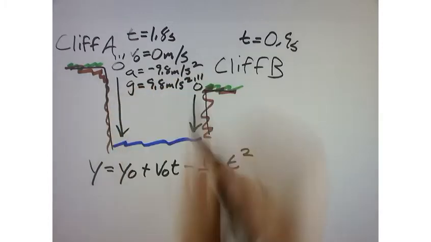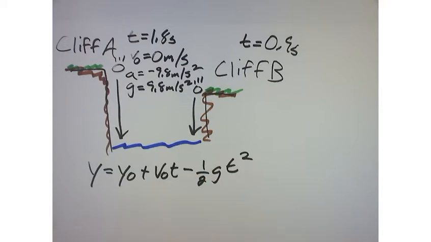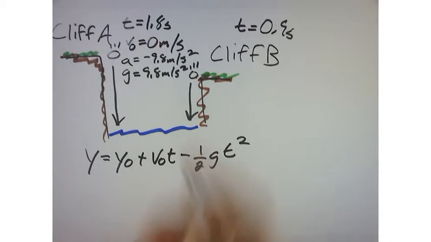All right, because the formula in the book has been written differently. Right? They just put the negative sign in the formula. Normally this formula, if we put an a in here, it would have a plus sign. We just don't want to subtract it twice. All right. So what's y naught for cliff A?